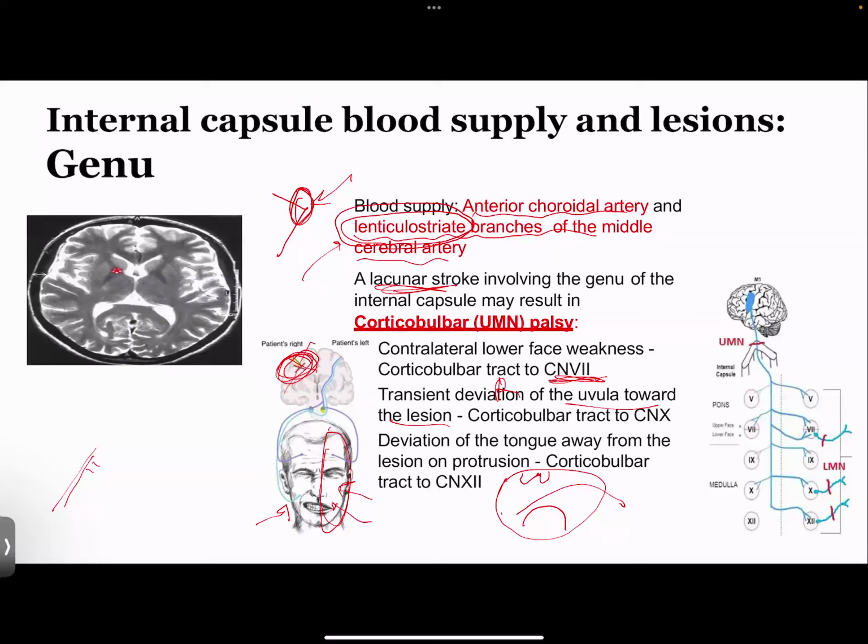So we have an internal capsule lesion at the genu. Or the question will say a patient presented with left side lower face weakness. The uvula goes toward the right, and the tongue goes toward the left. What artery is affected? They're not going to ask which part is affected, where you'd say genu. They're going to ask about the artery, but you'll know it's the genu. So it's the anterior choroidal artery or the lenticulostriate branches of the middle cerebral artery. Is it clear? I think it is.